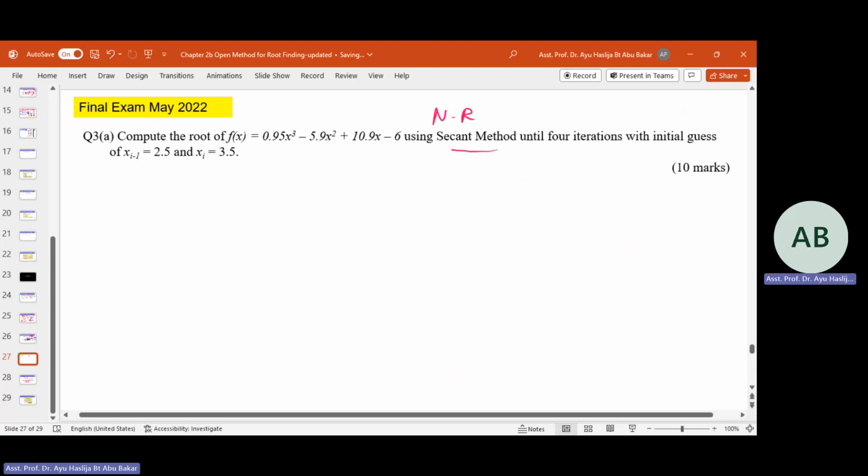After that, after we are done with this exercise tomorrow, I will proceed to chapter 3, which is the linear algebra, the matrix part. Okay, so that's all for today. Thank you.